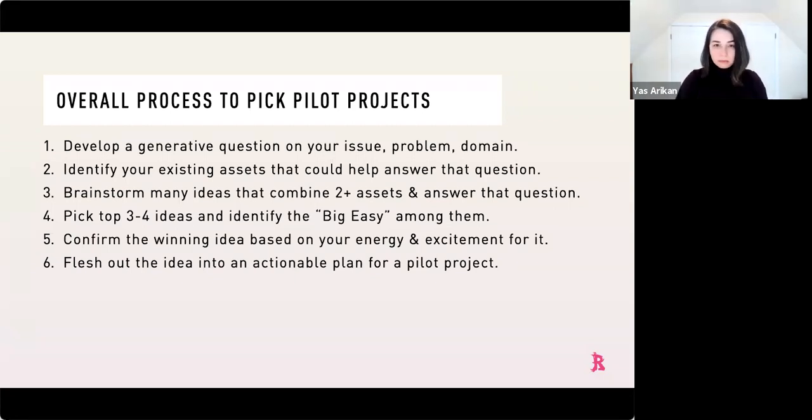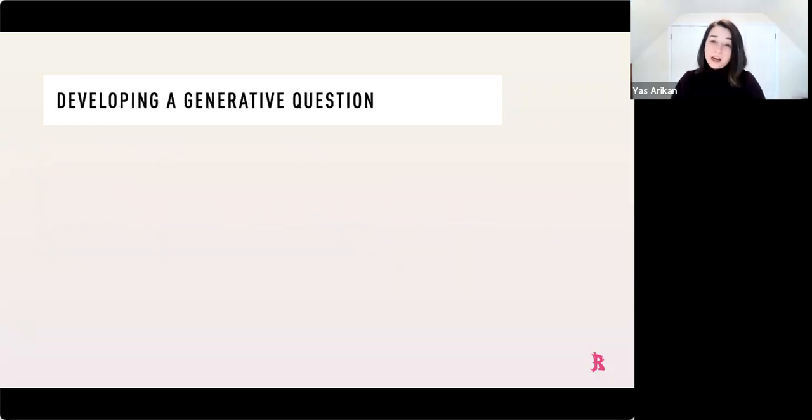Now, this is the big picture view. What I would like to do with you is this. I would like to tackle step number 1 with you. Creating that generative question. What does that look like? What is it? How might you do it?